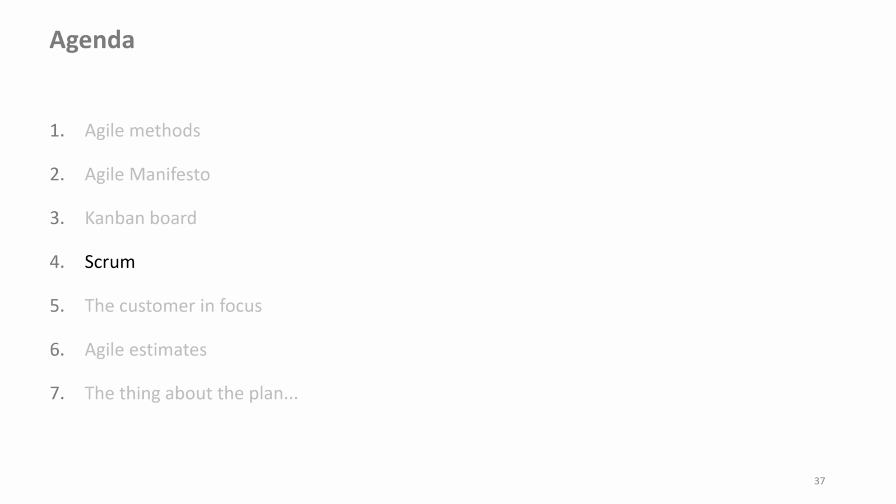Scrum will be the next point on our agenda. Does anyone know where the name Scrum comes from? The term comes from the sport of rugby and means crowd. The video first introduces rugby in terms of origin, pitch, team structure, and at the end, Scrum is explained.